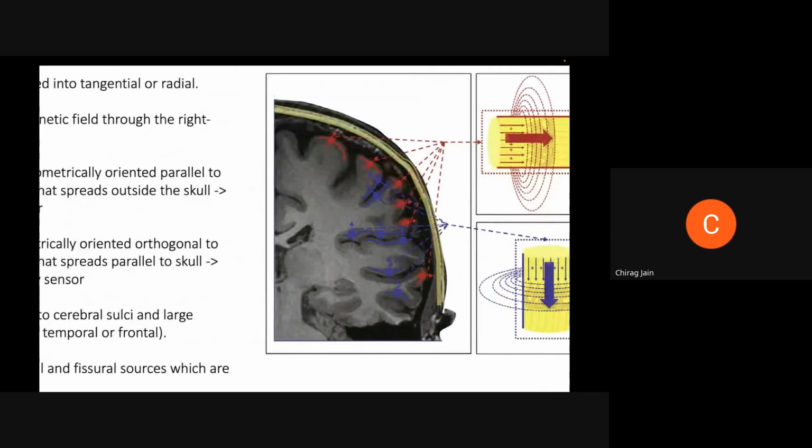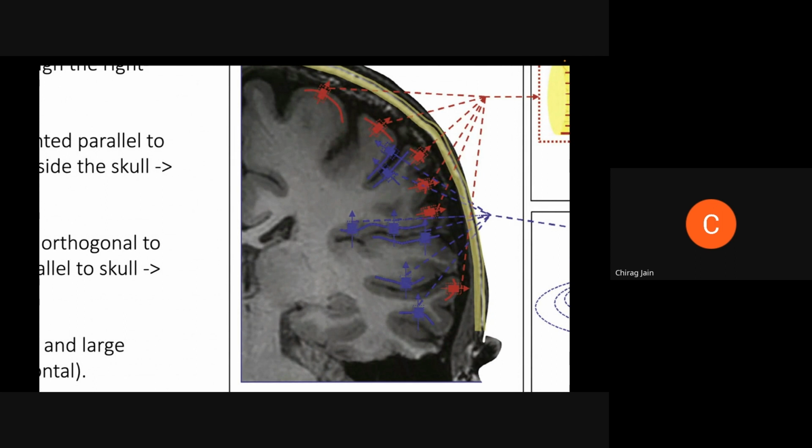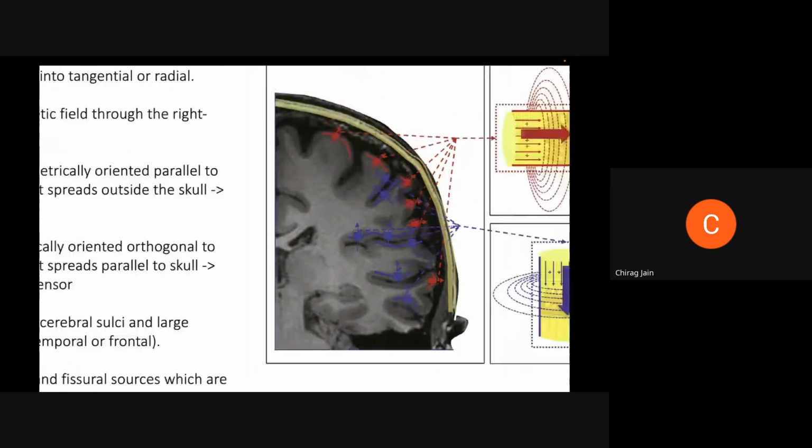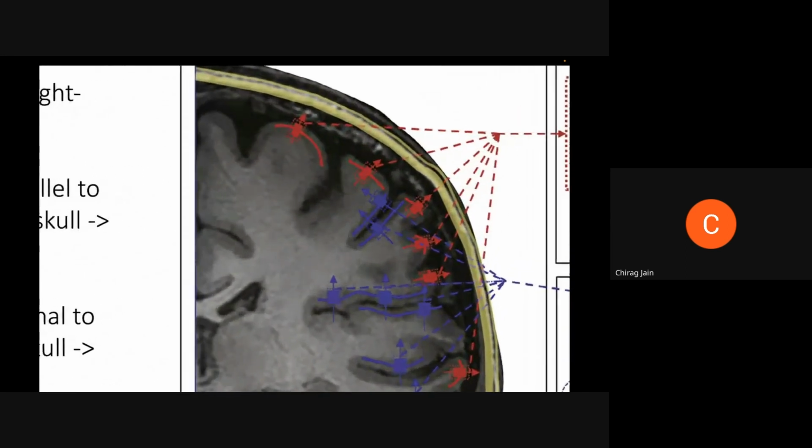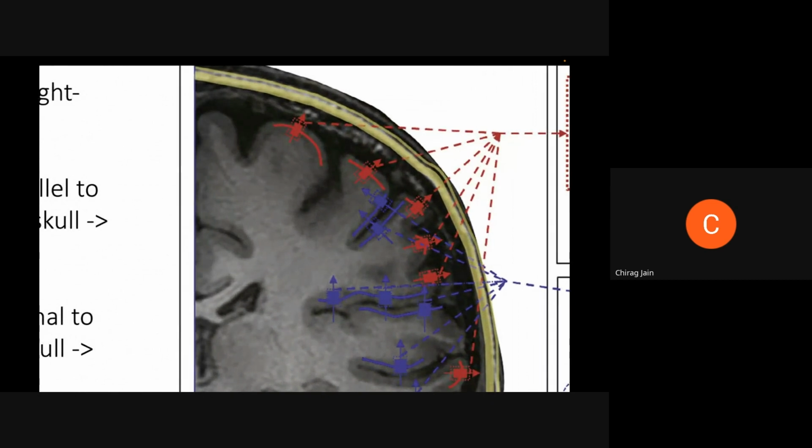Okay. As you can see, this is the direction of the current here. And this, as you can see, is parallel to the skull. This is the tangential source. This, on the other hand, the red one, is a radial source. The red current is at the gyral surface or the gyral crest. So that, as you can see, is a source which is directly perpendicular to the skull.